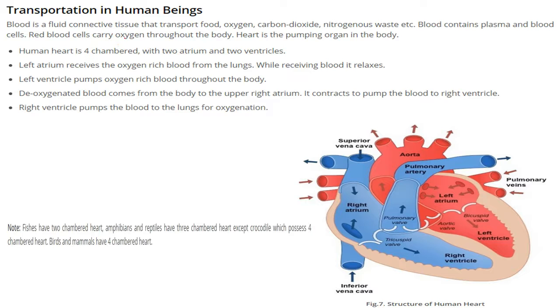Transportation, how does it take place in human beings? See, blood is a fluid connective tissue that transports food, oxygen, carbon dioxide, and nitrogenous waste. Who is doing all this? Blood is doing this. So blood contains plasma and blood cells. The RBCs, red blood cells, carry oxygen throughout the body.